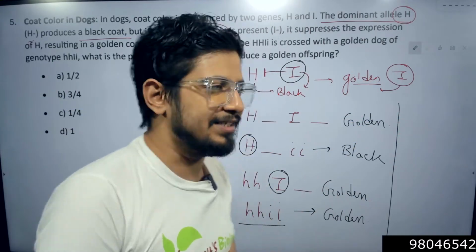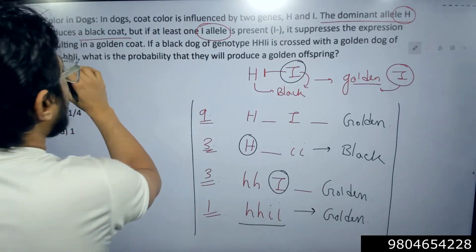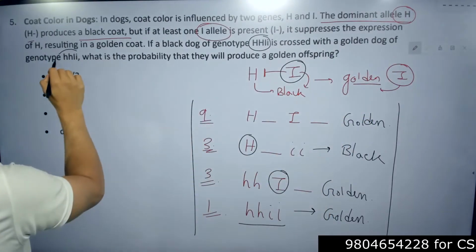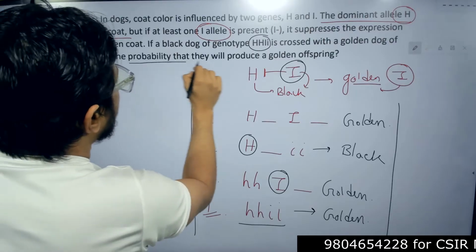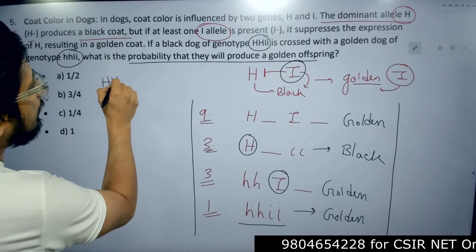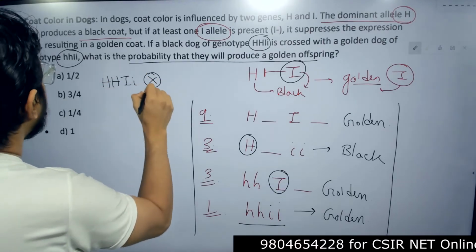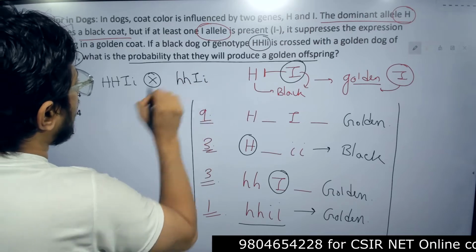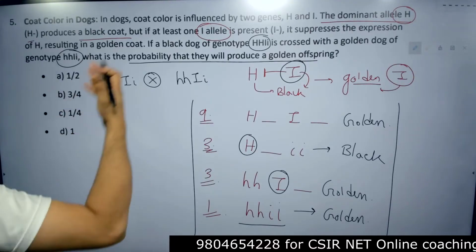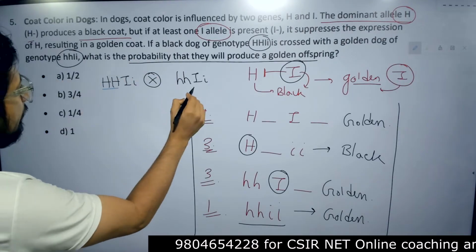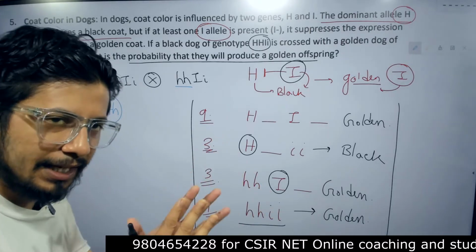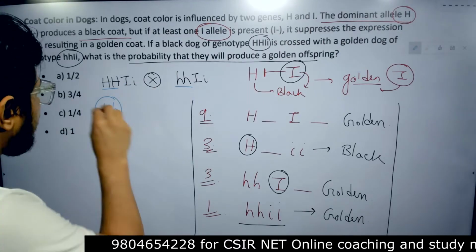So H and I are interacting in this way. Now we need to see the genotype. Two genotypes are given here, capital H, capital I, small i, and the other, and what will be the probability that they will produce a golden offspring. So the cross is capital H, capital I, small i with small h, capital I, small i. In this cross, all of them will have capital H, small h. Between the H alleles only one genotype is possible, that is capital H, small h.